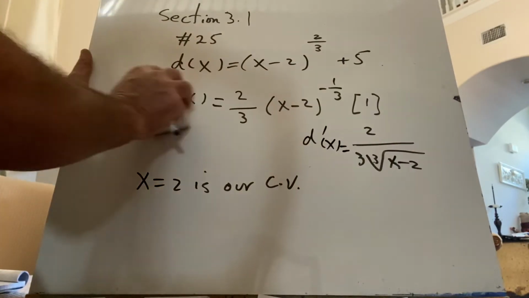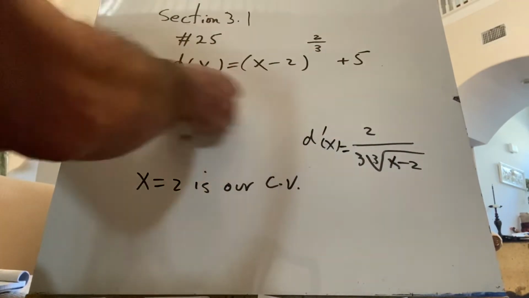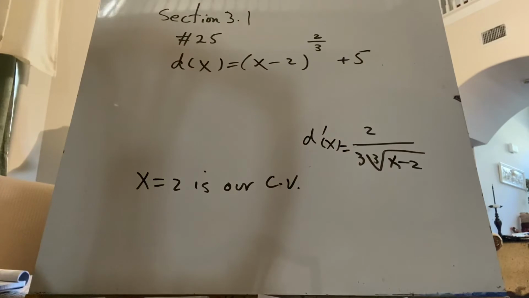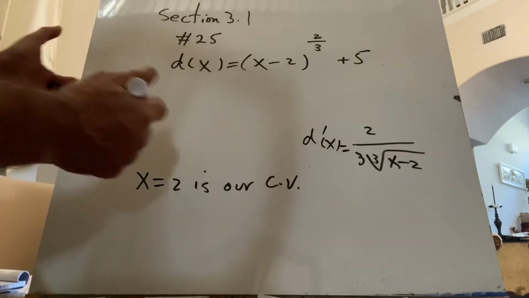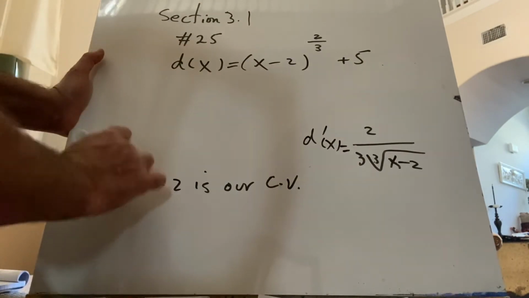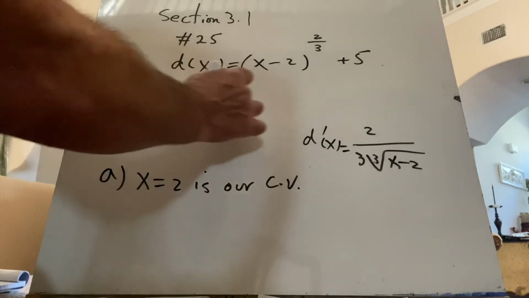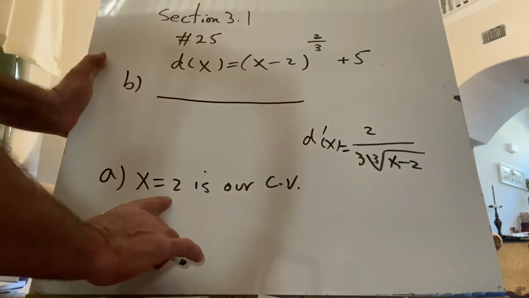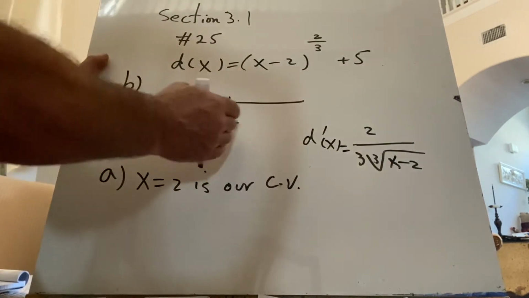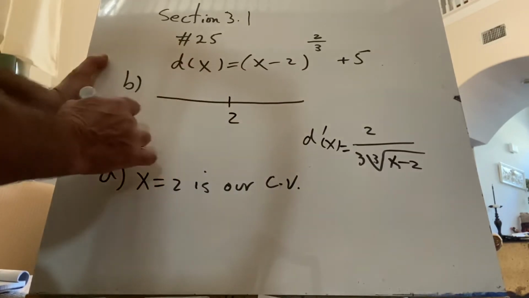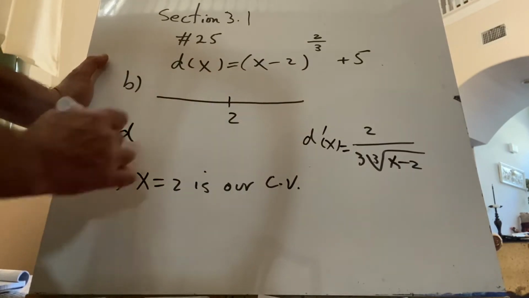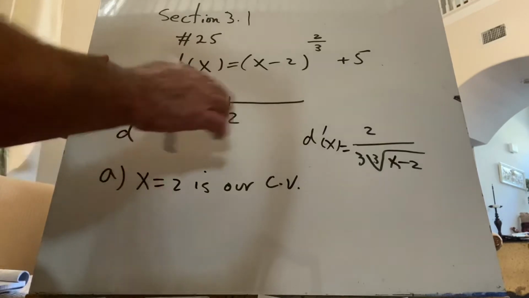Okay, so now we want to know, are there any relative maximum or minimum? So again, to do that, this was part A. For part B, as always, we split the number line at the critical value. In this case, this is 2. So to the left of 2, we can take 0. By the way, don't forget, this is all about the sign of the derivative.